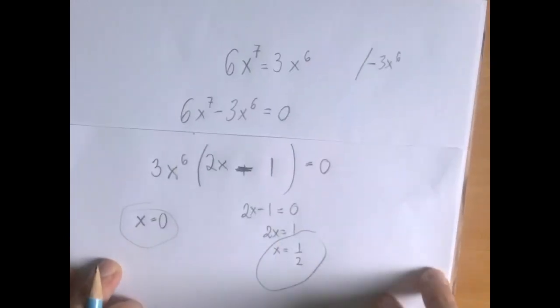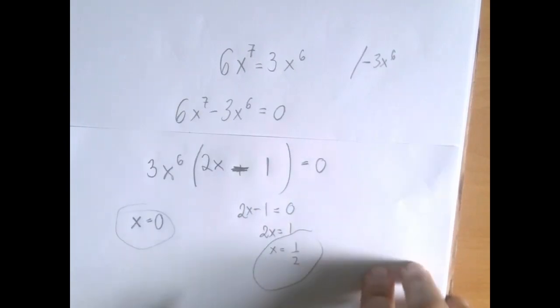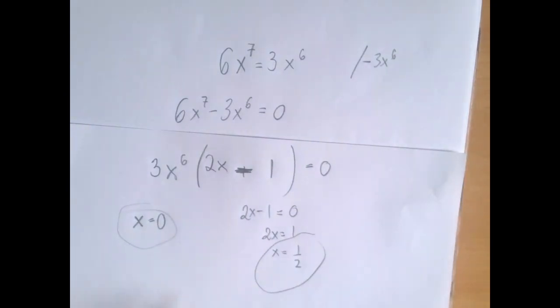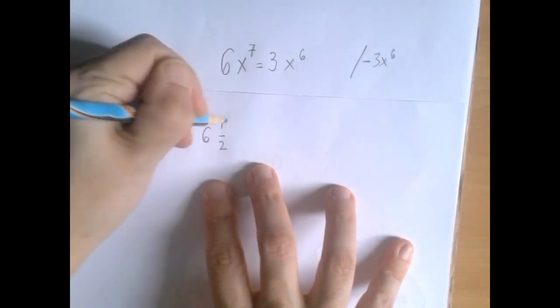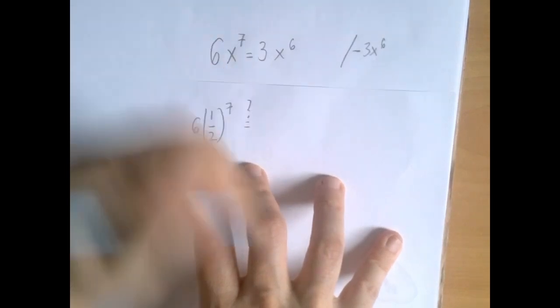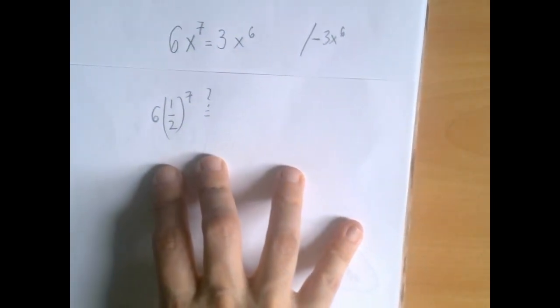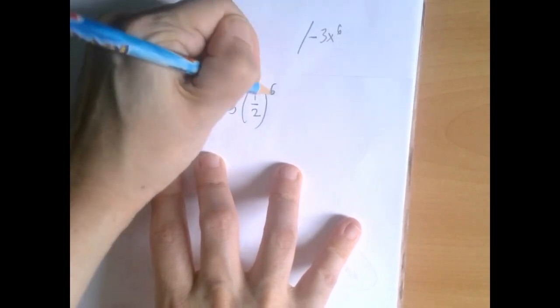If we go back to the original equation, 0 is very clearly going to work. And if we use x equals 1/2, then we have 6 times 1/2 to the 7th power on the left-hand side. And on the right-hand side, we have 3 times 1/2 to the 6th power.